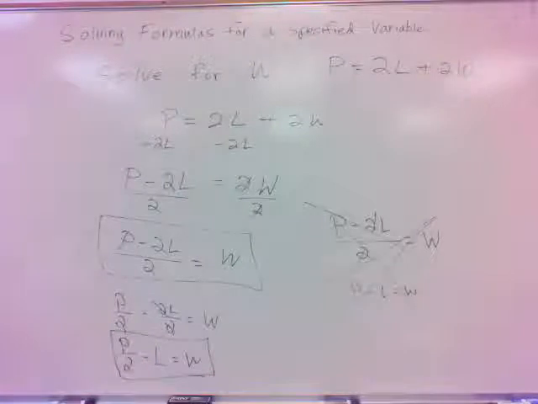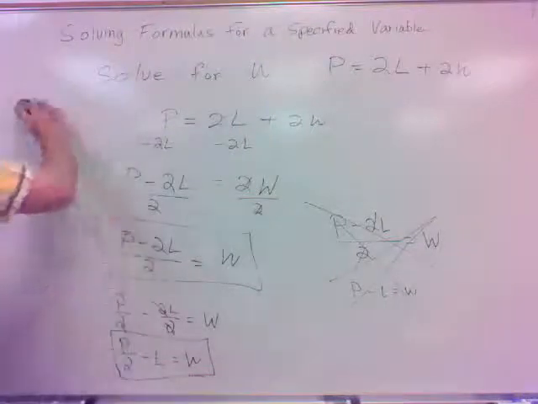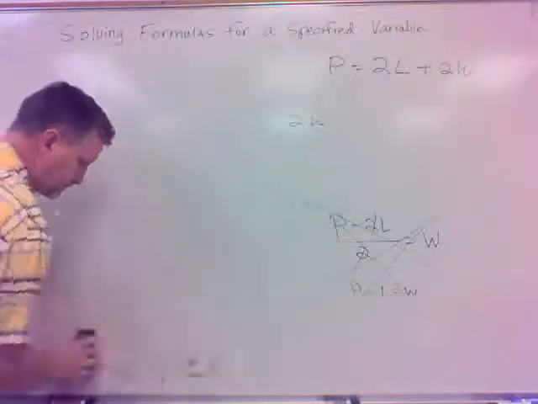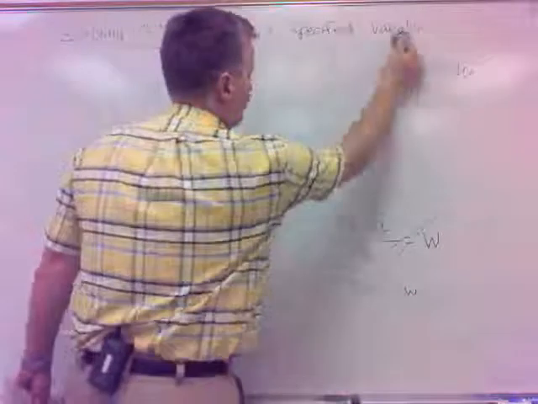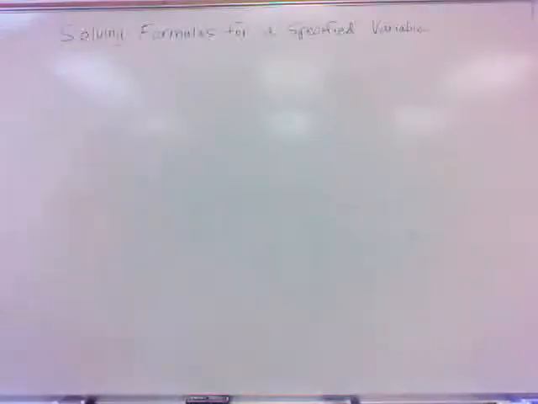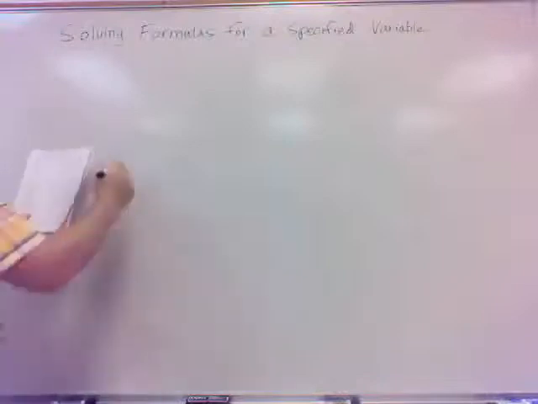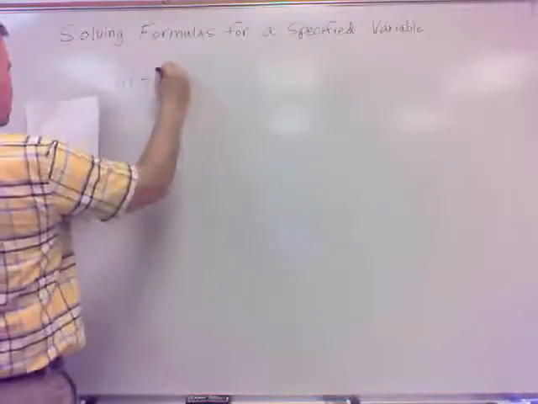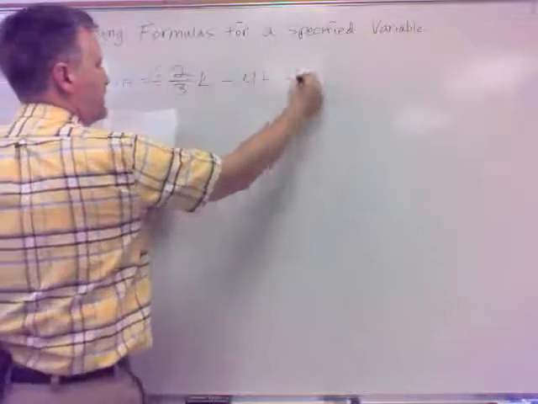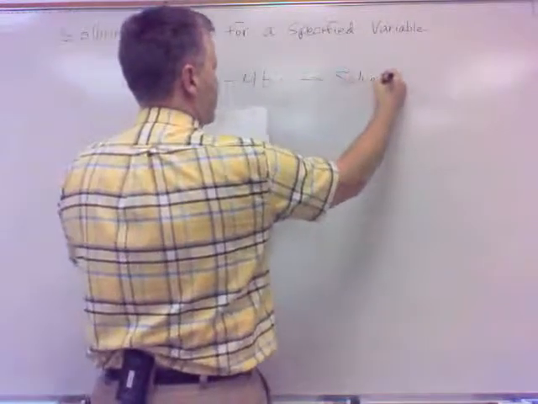Now, let me mention this one to you. Kind of has a technique that I haven't mentioned in my lectures here yet that sometimes comes in handy with these formulas. Let's say I've got an M equals 2/3 K minus 4B. I'm going to solve that for K.